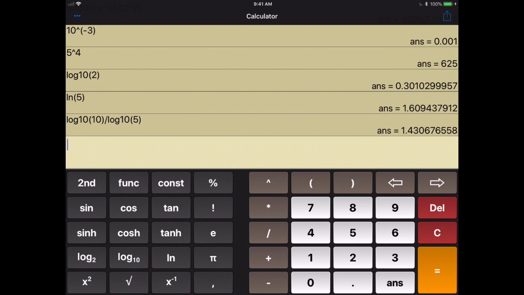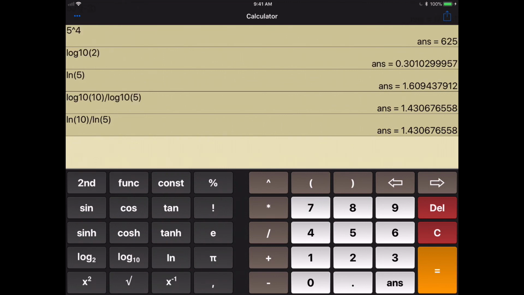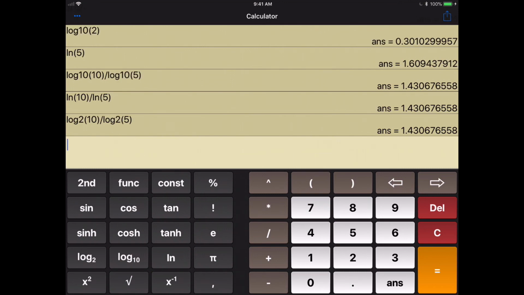Now I claim that it works with the natural log. Let's try that. If I take the natural log of 10 and divide it by the natural log of the base, which was 5. Okay, here it goes. This would be in a movie. We'd have a big drum roll scene here to see if this is really true. And sure enough, look at that. As a matter of fact, it would even work with this log base 2 button. Log base 2 of 10 divided by the log base 2 of the base, which is just 5. And look at that, it works again.